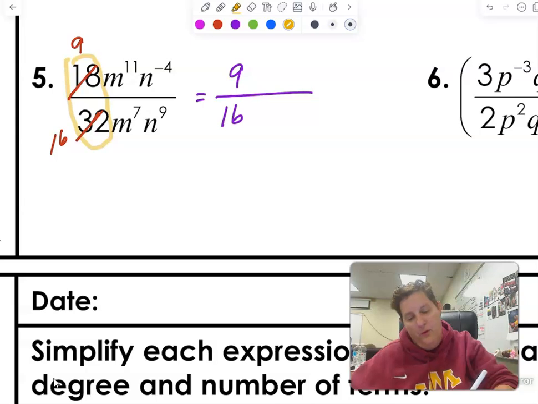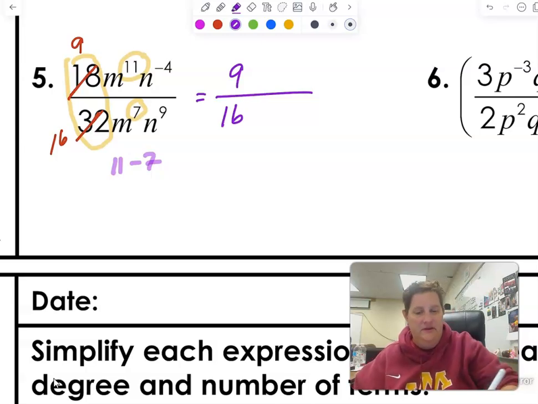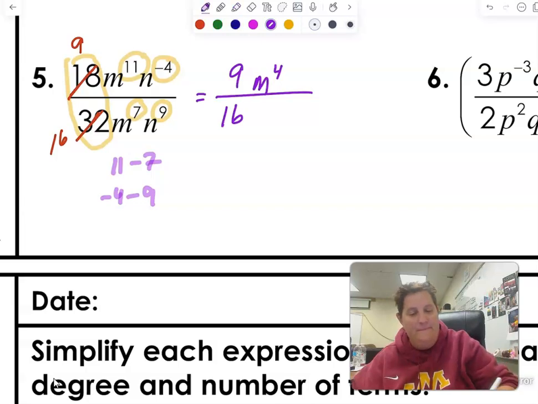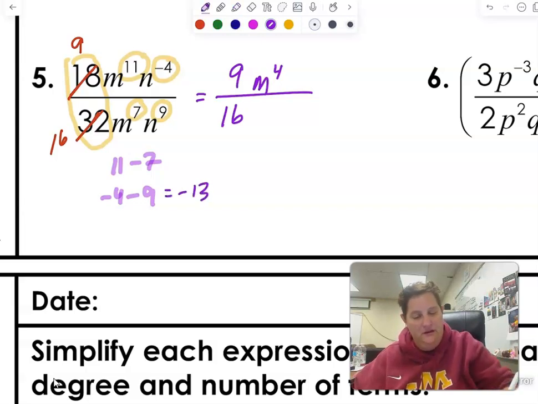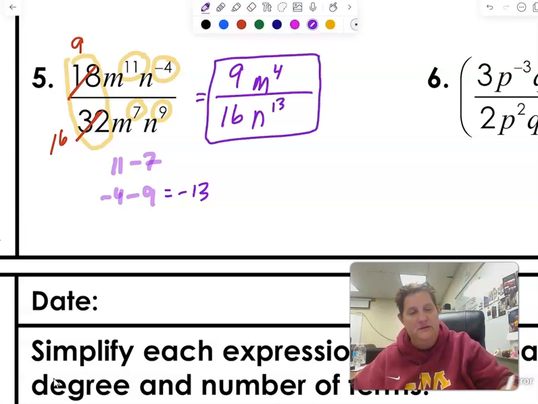Now the way that the next part works, when I'm dividing, I'm going to subtract the exponents. And 11 minus 7 is 4, so that will go on top. Now when I'm dividing this one and I subtract the exponents, I go negative 4 minus 9, so that is negative 13. Now we can put n to the negative 13, but because we want to write it all in positive exponents, we're going to move it down here, n to the 13.